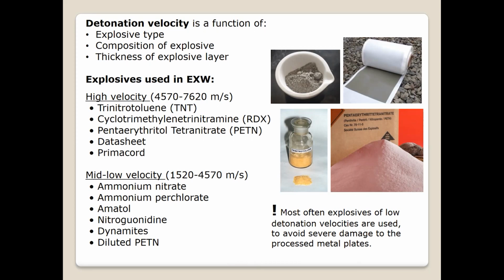And on the other hand, we have the middle to low velocity of detonation group, which are actually not pure explosives, but oxidizers like ammonium nitrate, ammonium perchlorate, amatol, and similar compositions. Also, some weaker explosive materials like nitroguanidine, dynamites, and some penthrite with reduced velocity of detonation. Most often, we need to use a lower velocity of detonation when doing explosive welding because we wish to avoid the deformation or possible damage on the flyer plate and the welded joint.